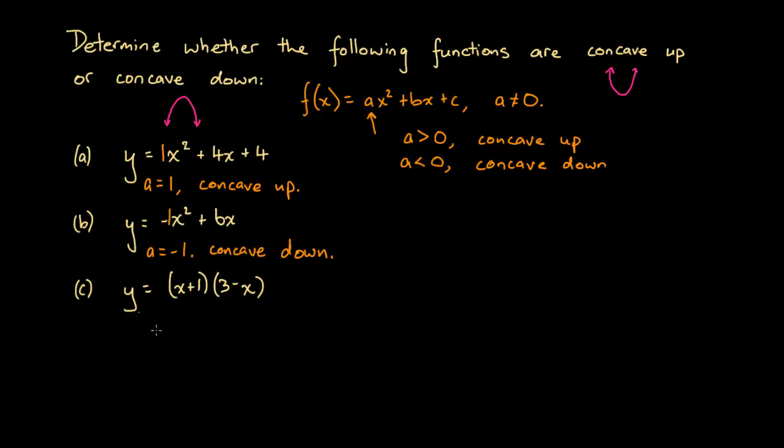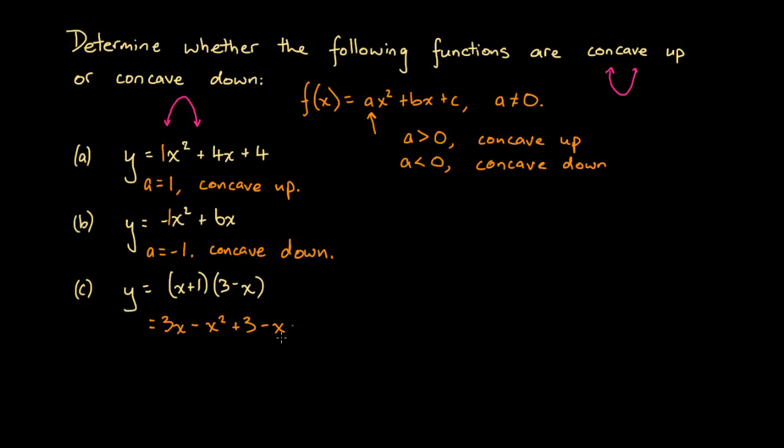Okay, let's consider c. y equals x plus 1 multiplied by 3 minus x. Now you might initially be skeptical as to whether this is a quadratic function or not. So in order to test whether it takes on this form, what we need to do is expand it. At the moment it's factored. So let's expand it. We'll say x times 3, that's 3x. Then x times negative x, that's negative x squared. Then we have plus 1 multiplied by 3, that's 3. Then plus 1 times negative x, so negative x.